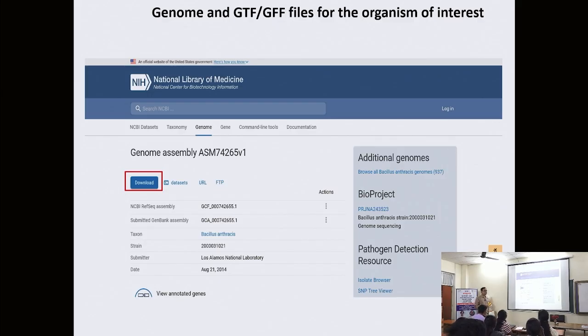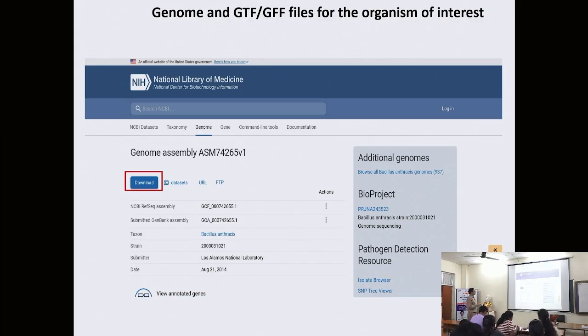So you would want to download from NCBI the genome of this strain, as well as the annotation, because you want to know about the genes. You want to quantify the expression of the genes, right? So you would also want the information about the genes. That is called annotation. So you would download both the genome and annotation file.